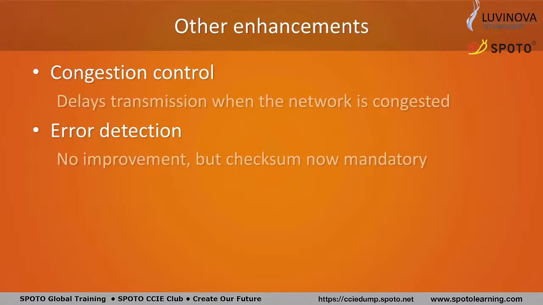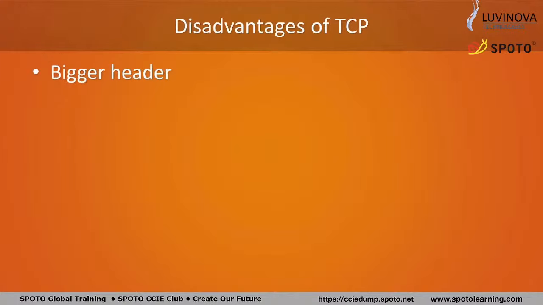For UDP segments, the checksum is only mandatory for IPv6 packets. Let's look at the downsides of using TCP. TCP segments need bigger headers than UDP segments. As you may remember, UDP headers are about 60% smaller than TCP headers.